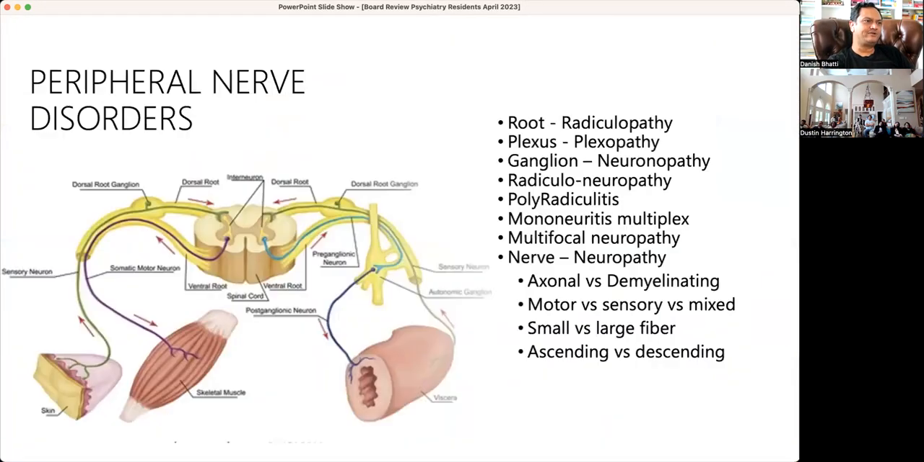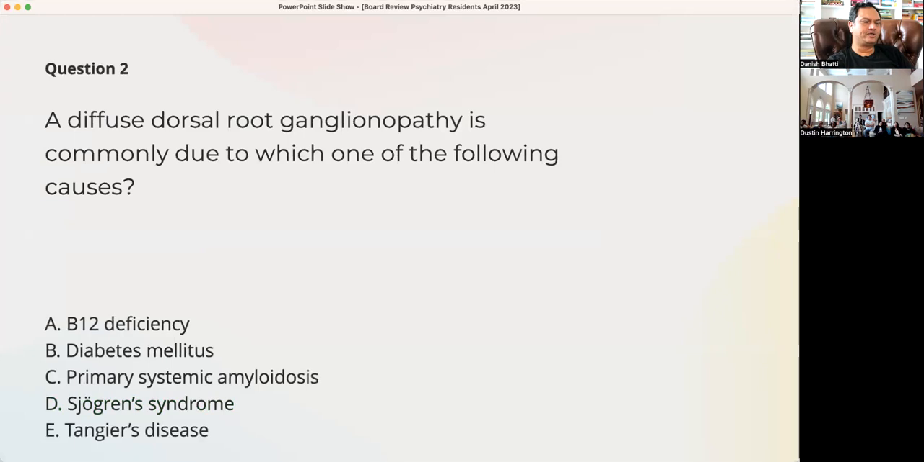So let's go back to the first question then. What will cause a ganglionopathy? B12 deficiency can cause a ganglionopathy, not very commonly. Diabetes classically causes axonal sensory motor polyneuropathy. Amyloidosis will cause an axonal sensory motor polyneuropathy. Tangier's disease is an extremely rare deposition disease, not very often seen, and is an axonal neuropathy, but not very commonly.